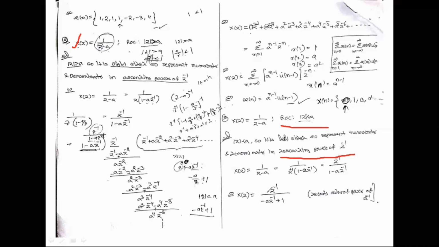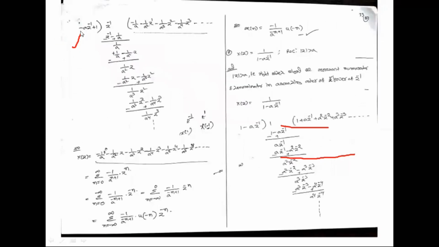Now we can divide the z power minus 1 with minus a z inverse plus 1. Got it, my dear students? Because it is a descending power of z power minus 1. So now I am taking minus a z inverse plus 1. Only the difference here. 1 minus a z inverse plus 1 means now it is in descending order. See here the z power minus 1.